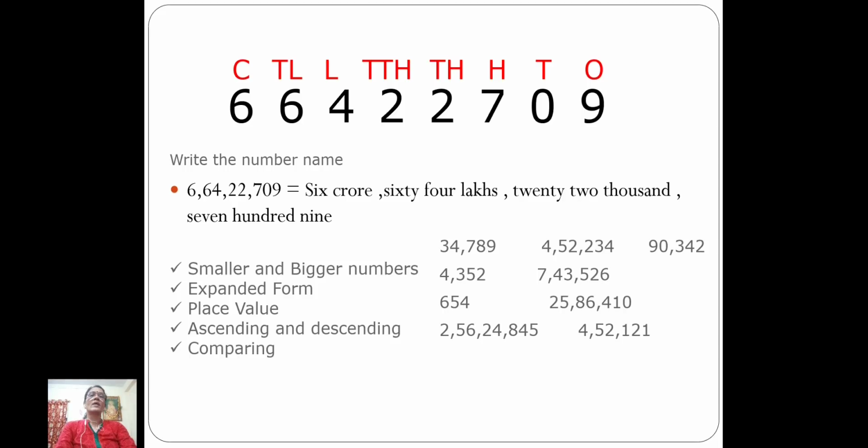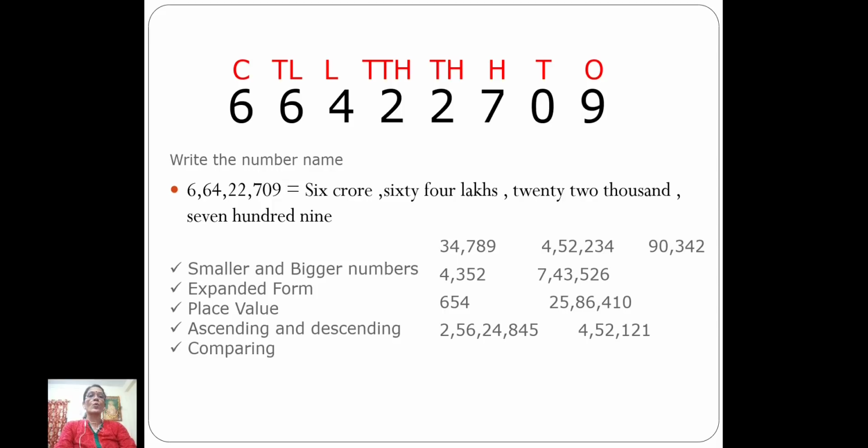Now, just think, how are we going to read this number? Okay. Now, we have written the number down there. 664222709. Now, I am going to read this number. How to read it? First, 6 is in crores place. I have always told you, whenever such type of a number comes, you write the places, the place value, where these numbers are standing. Okay.